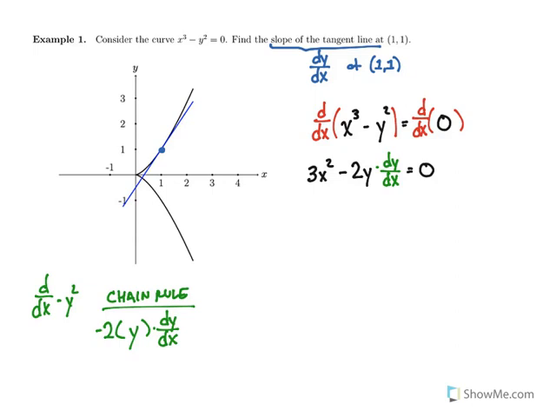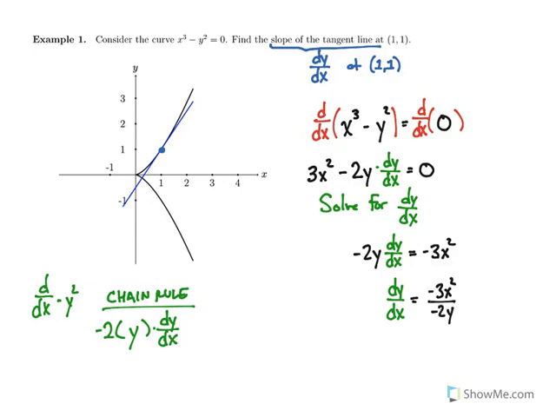So now what we're trying to do is find dy/dx. So we are going to solve for dy/dx in this equation. And we can do that by subtracting 3x squared. So we're going to have negative 2y dy/dx, which is the derivative that we're looking for, is going to be equal to negative 3x squared. Then we will divide by negative 2y. We will get negative 3x squared over negative 2y, or 3x squared over 2y, keeping everything positive. So that's the derivative at any x, y point.